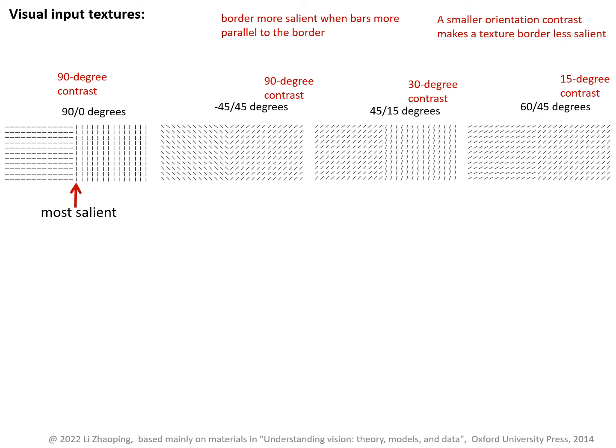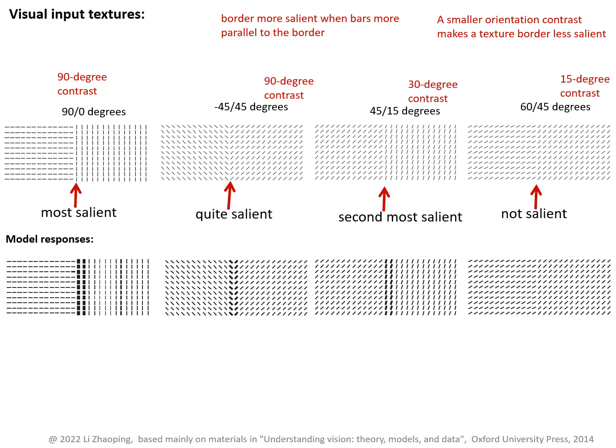So therefore, comparing these 4 examples, this border is the most salient. This one is the second most salient. This one is still quite salient, but this one is not salient. And this is how the V1 model responds to them. Indeed, the z-scores for the borders are agreeing with our psychological assessments of the relative saliencies of these 4 examples.